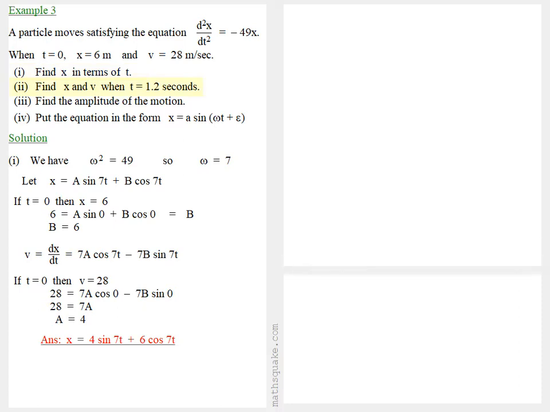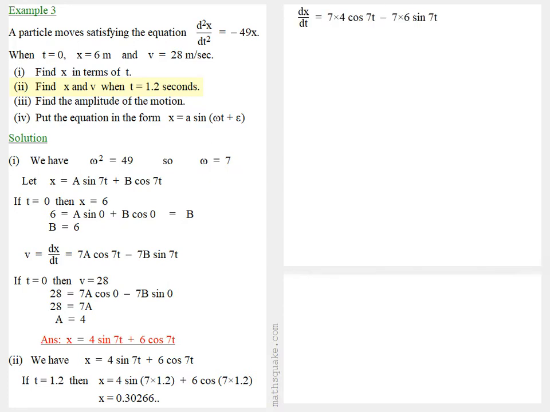Now, in part 2, we're asked to find x and v when t is equal to 1.2 seconds. So if we've got x is equal to 4 sine 7t plus 6 cos 7t, when t is equal to 1.2, x is equal to 4 sine 7 times 1.2 plus 6 cos 7 times 1.2. Remember to have your calculator in radians, and it works out x is equal to 0.30266.